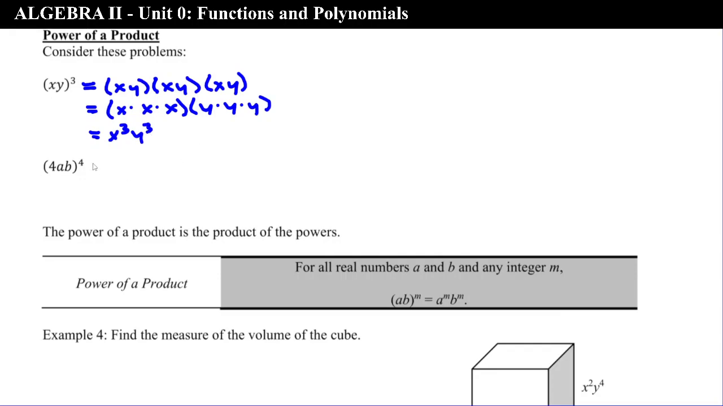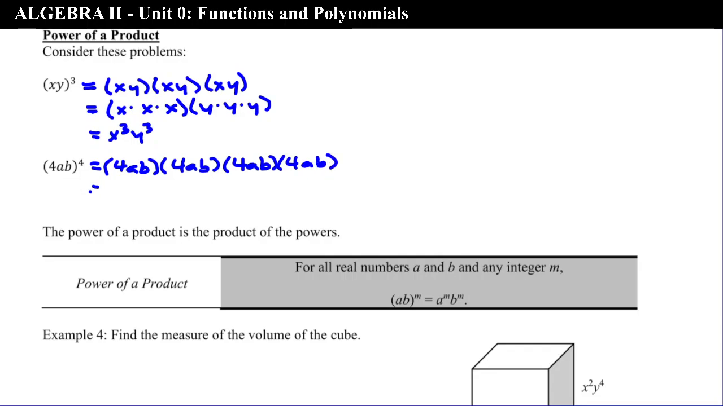Let's do the same with this next example. We've got 4ab to the 4th. So let's rewrite this as 4ab times 4ab times 4ab, and one more times 4ab.